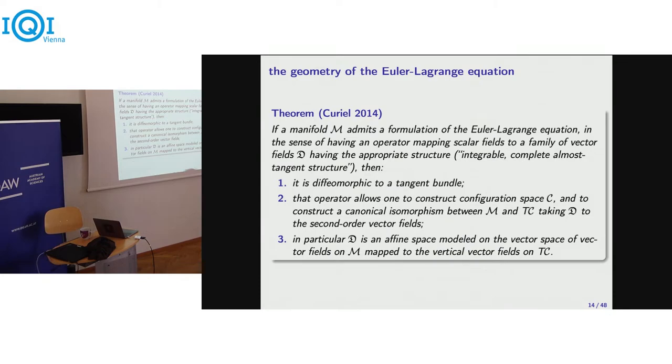Just for possible interest, there's a converse to the theorem. If I give you a manifold, I don't have to specify it's even dimensional, that admits a formulation of the Euler-Lagrange equation, in the sense of having an operator mapping scalar fields to a family of vector fields D having the appropriate structure geometrically, say it's an integrable almost tangent structure, don't worry about that, unless we want to talk about it later and I can tell you what that means.